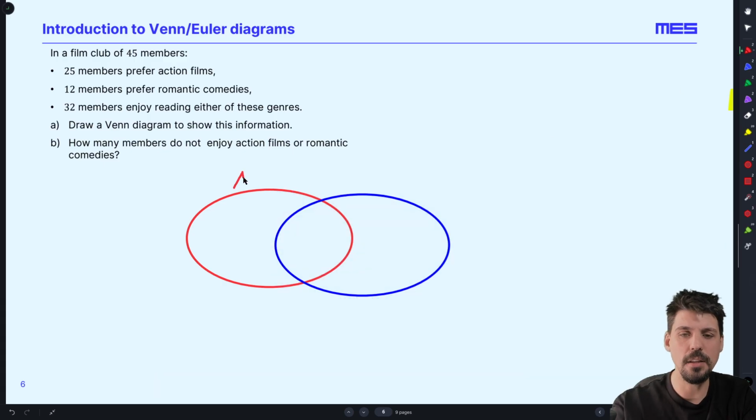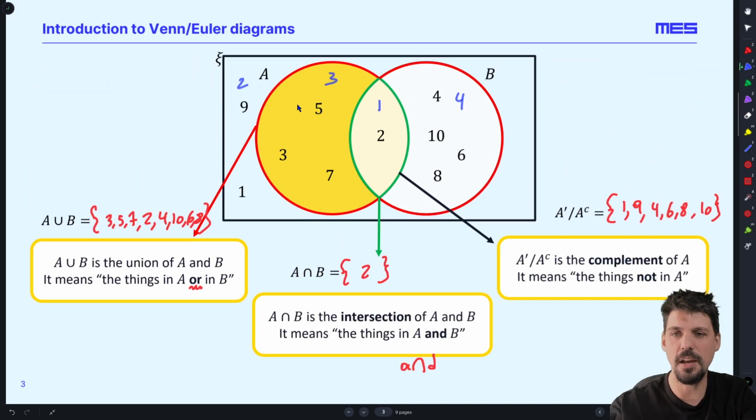So we're going to look at the number of people that like action films and the number of people that like romantic comedies. Now again, if we have a look, 25 members prefer action films, 12 members enjoy romantic comedies, but 32 of them enjoy either of them. So there are 32 people, if you remember back to this slide here, that either or is the big red peanut, is everything inside a bubble.